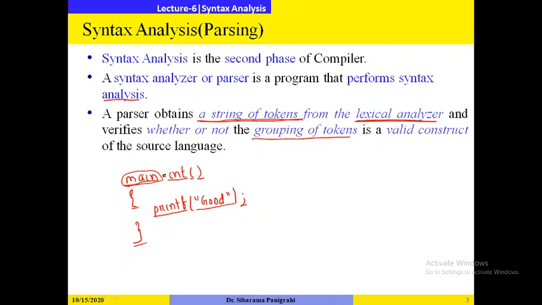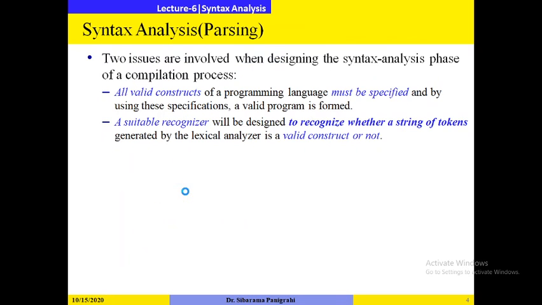Next, what does the syntax analyzer do? It checks the grouping of tokens. Here you see main int. Is main int a valid construct of the language or not? This is checked by the syntax analyzer. So the syntax analyzer checks whether the grouping of tokens is a valid construct of the language or not. In order to test this, it should have the knowledge of all valid constructs of the programming language, and a suitable recognizer should be there which will be used to recognize whether the string of tokens generated by the lexical analyzer is a valid construct or not.